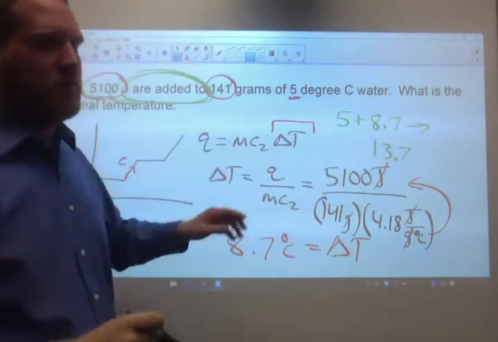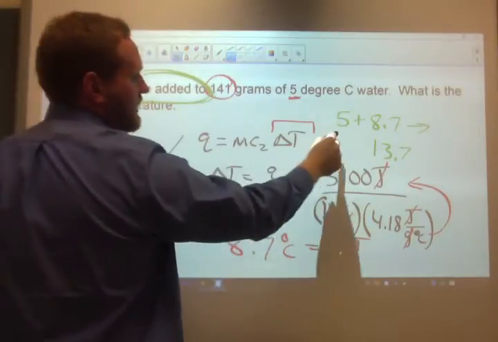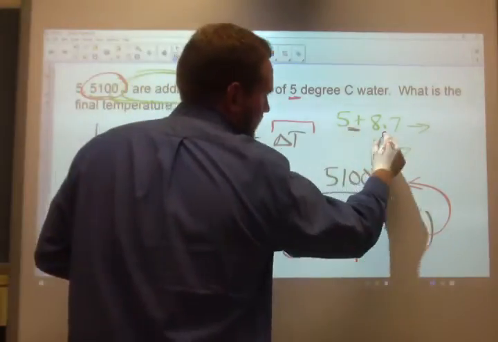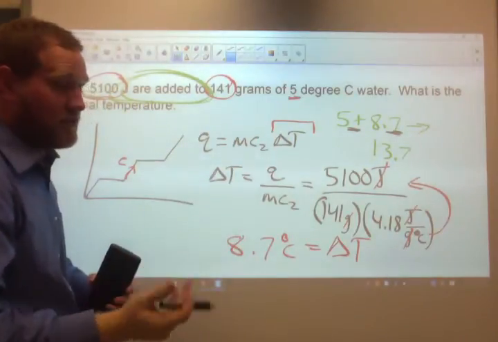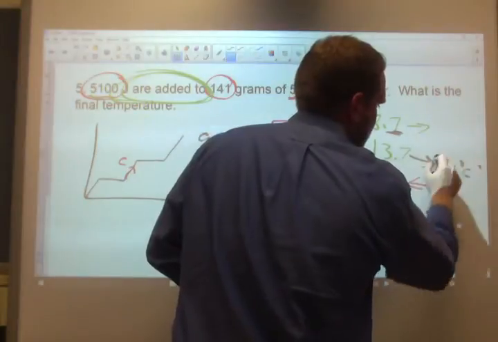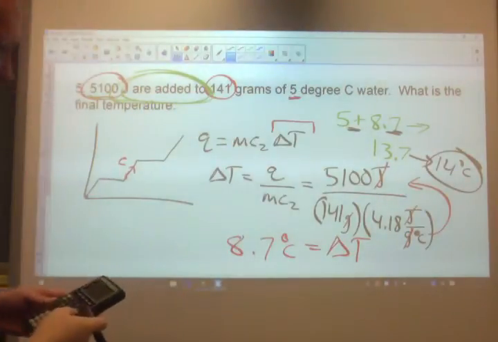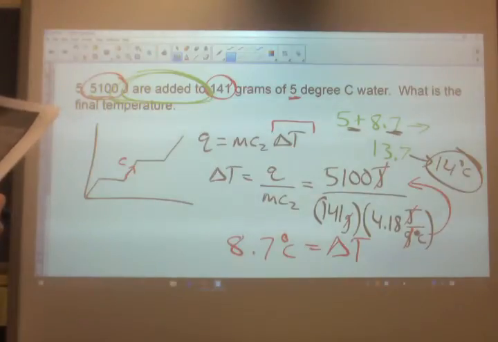However, when we add numbers, we don't look at sig figs or anything like that. We look at decimal places. So here I have 0 numbers after the decimal. Here I have 1. So I'm limited to 0 numbers after the decimal. In other words, I'm limited to the nearest whole number. So I'm going to call this 14 degrees Celsius. And that's my answer. That's the final temperature.